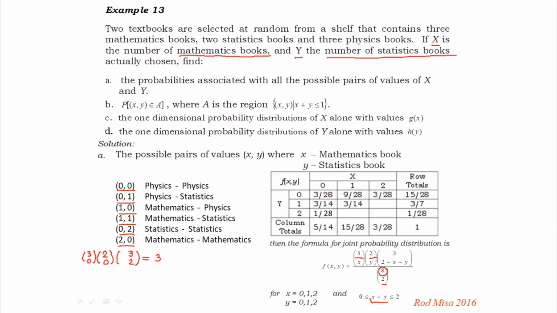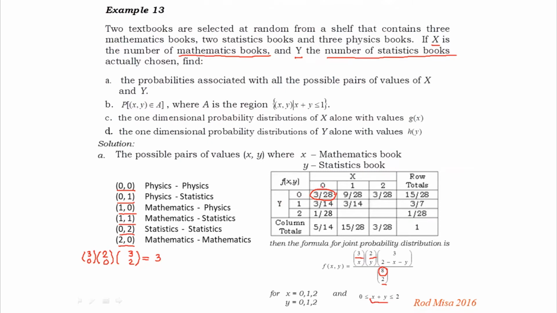So that is why we have 3 over 28 as the probability value when your random variable x is 0 and your random variable y is also 0. Meaning, no mathematics book and no statistics book chosen from this set of books here.